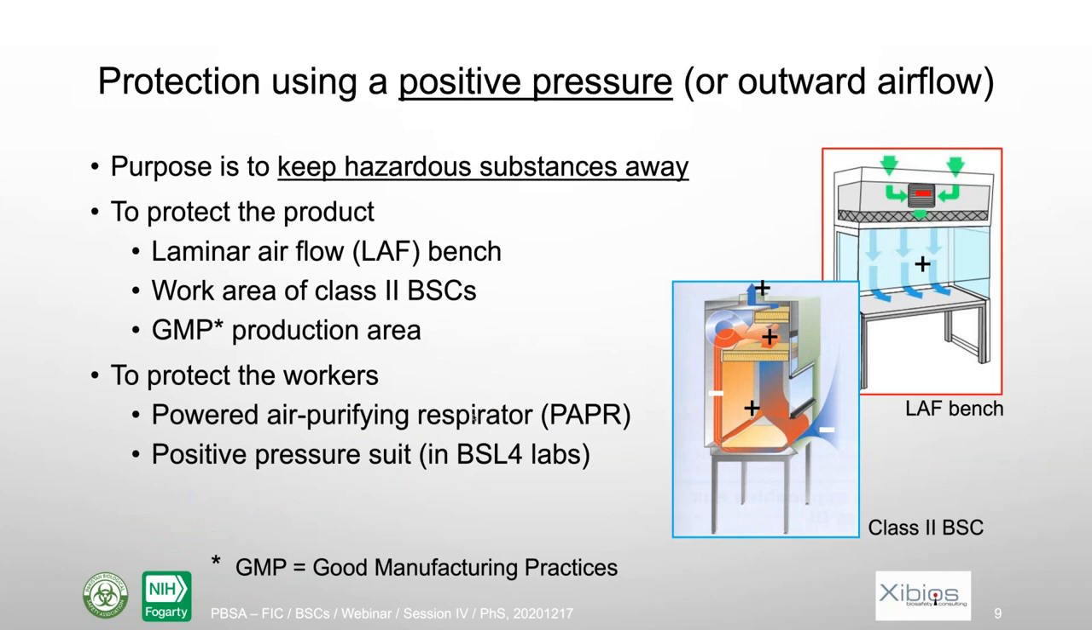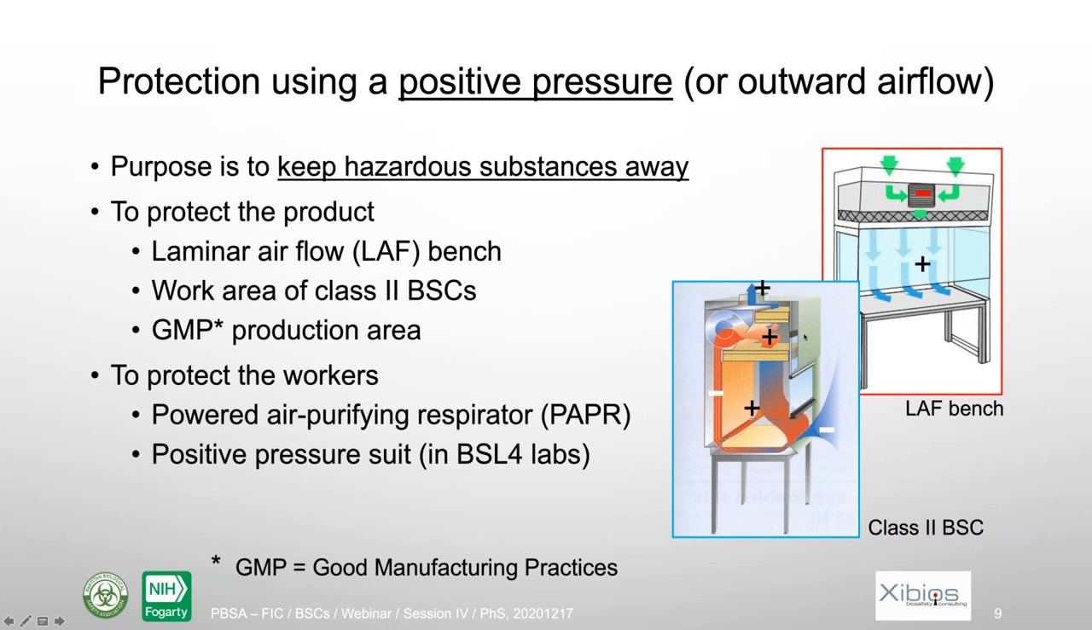We can also use a positive pressure to protect people or objects. In that case, the purpose is to keep hazardous substances away. If we keep a positive pressure, the particles, for instance, will not reach us. It's also used to protect the product. The typical case is a laminar flow bench. In that case, you suck the air from outside, so this is a negative pressure, and you push it on the workspace, and that means that that is a positive pressure. And then you also, in this case, push it towards the lab and towards the people.